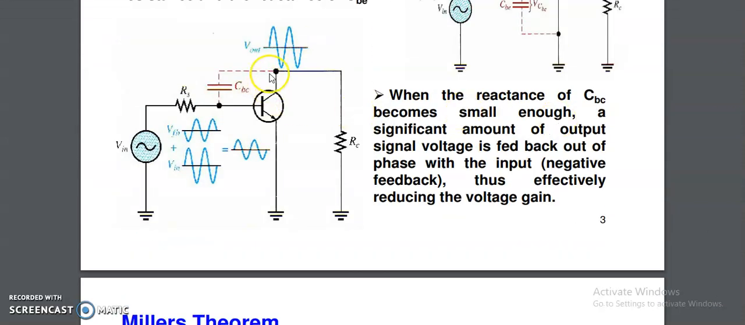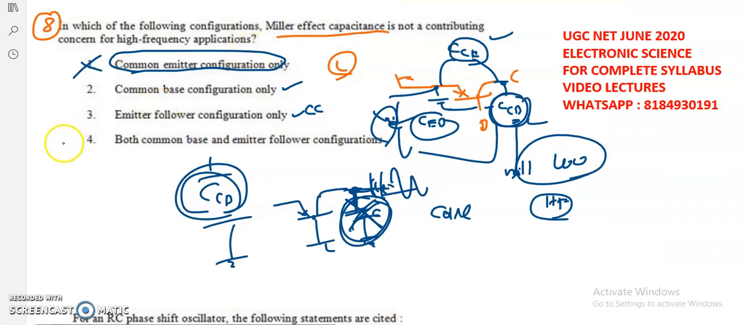See, here both these two are connected. That's why it is showing the negative feedback, and that's why it is affecting the gain. If any one of the points, either this one or this one, is grounded, then it won't show the feedback system, right? Then it won't affect the gain. So that's why the correct answer here is that both the common base and emitter follower configurations will not be affected by the Miller effect capacitance in high frequency applications. So it is the correct answer.